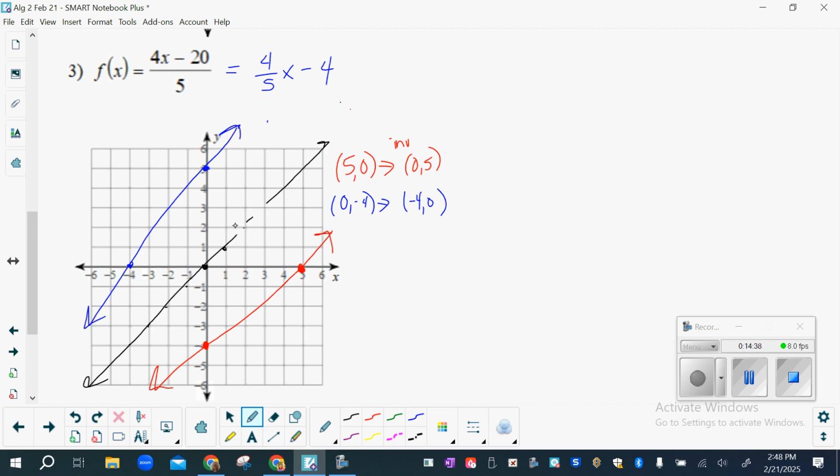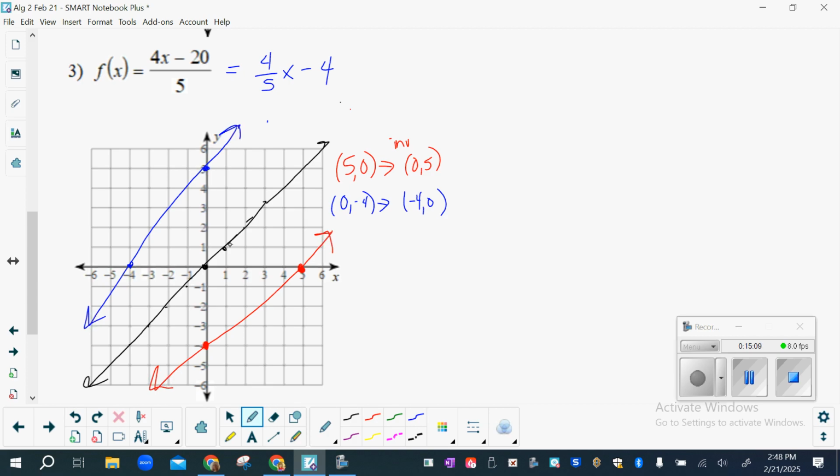This one's a little easier to see, that the red is reflected over the black one. What do you have a question on, Colin? Why, when you have 5 at the top, why is it -4? For this, this point 0, -4 is right here. I just switched the X and the Y.